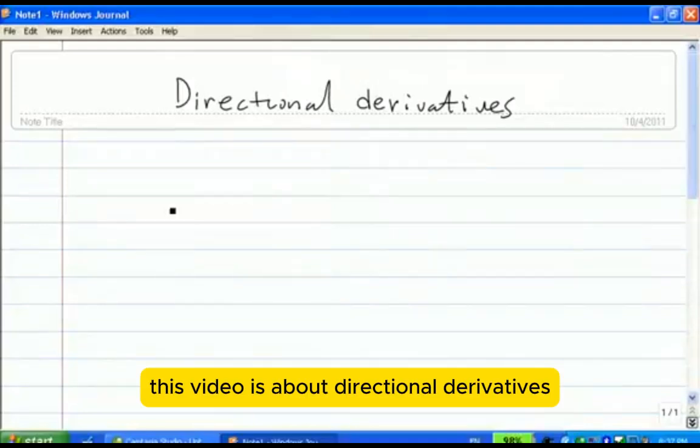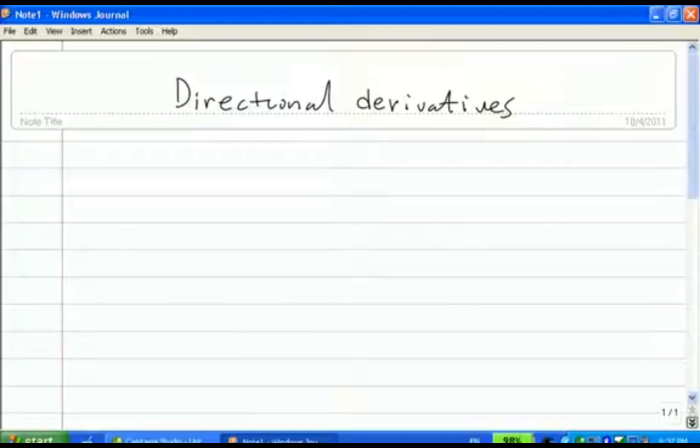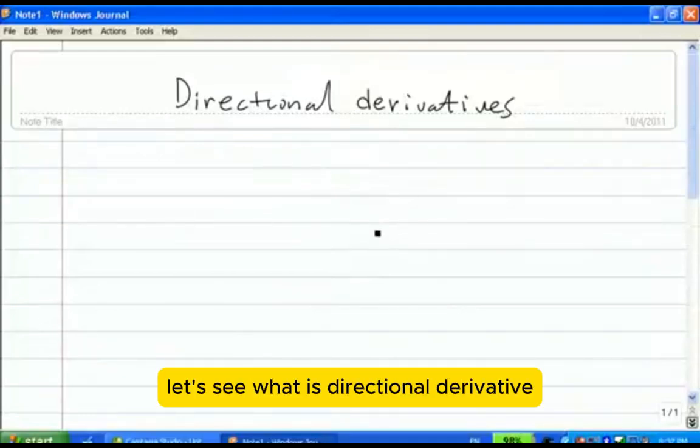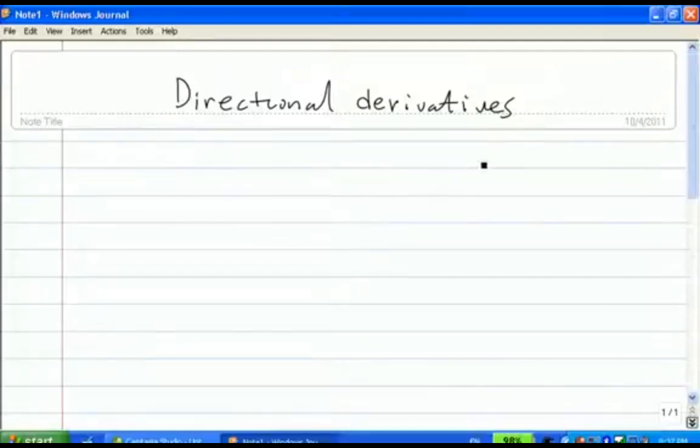This video is about directional derivatives. Okay, first of all, let's see what a directional derivative is.